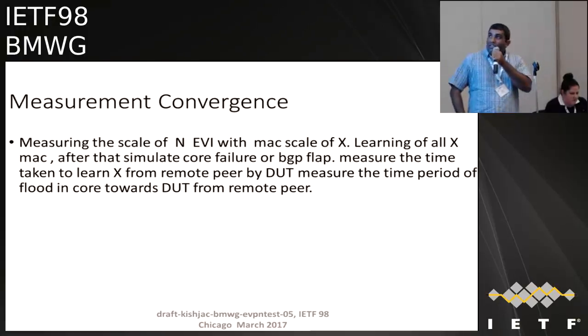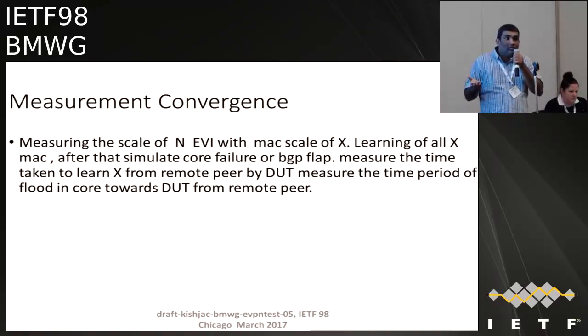Thank you. So the convergence: we are in a scaled environment, scaling to N instances. N can be several hundred or in the thousands of instances, with X. X is a term we generalize, so it can be 100K MACs or 500K MACs. We flap the core link, or we flap BGP, to measure the time period for the flood happening towards the core. That is one of the key parameters: how fast it is converging. BGP is converging, learning, and reducing the flood. That is what this test case is about.